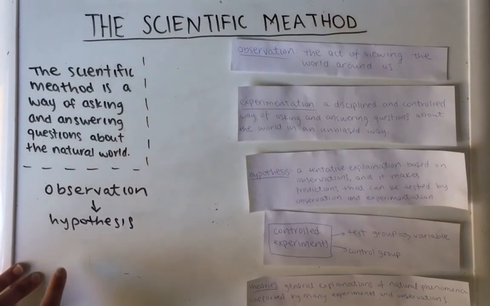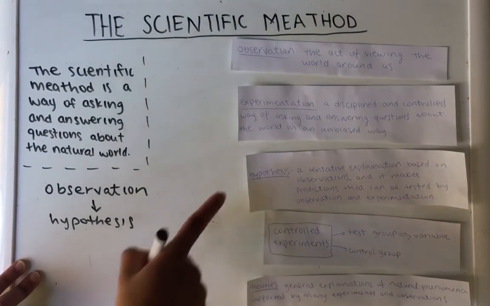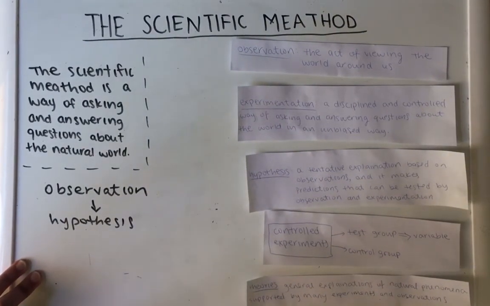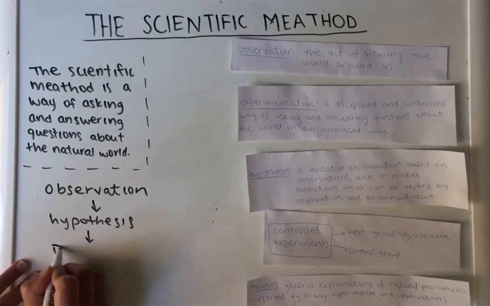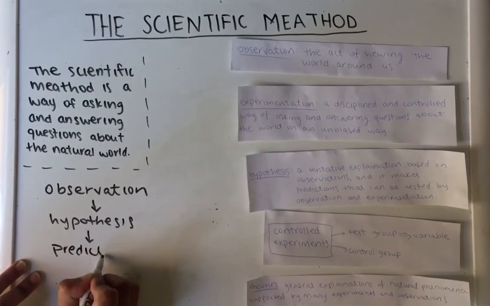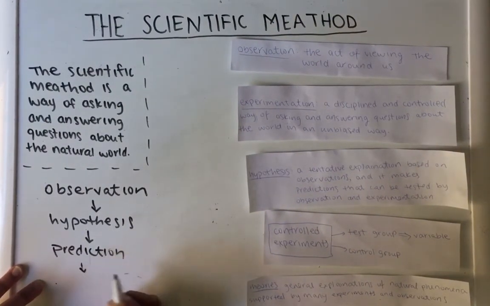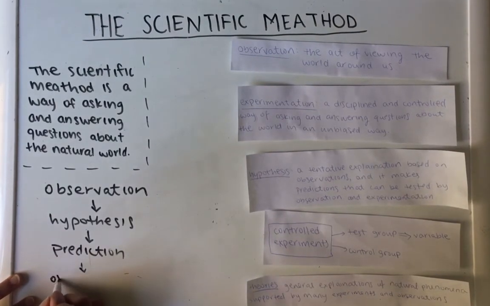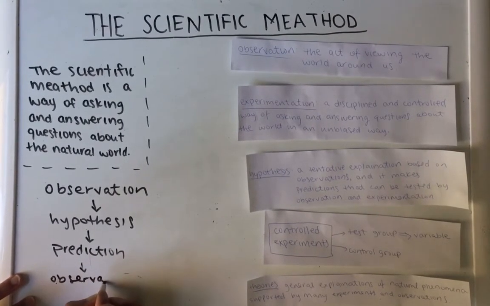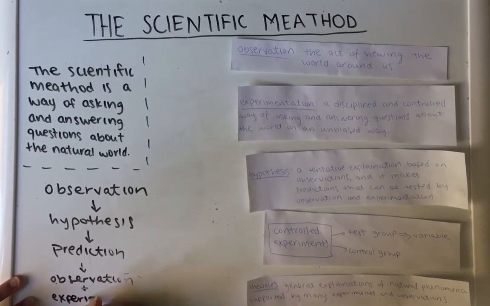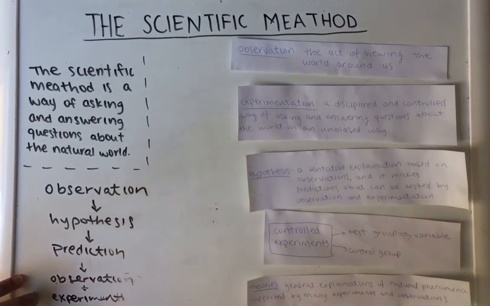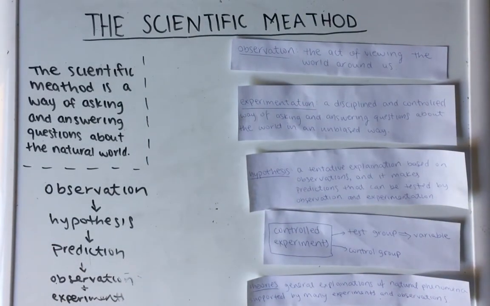Okay, and then once we have established a hypothesis, like we said in the definition, this results in making a prediction about whatever has been observed. So once we have the prediction, we can go and make more observations and more experiments.